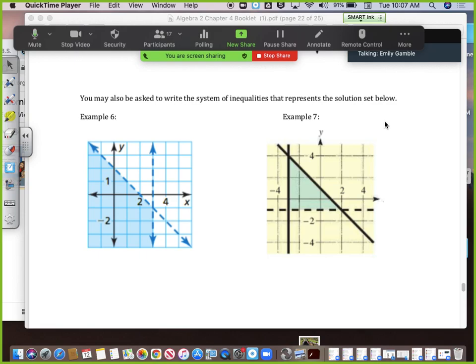You cannot use a calculator for this. Like if I give you a picture like this on the quiz and I say, what's the system of inequalities? Your calculator won't be able to do this for you. So you'll have to understand how to solve these types of problems pretty much by hand.